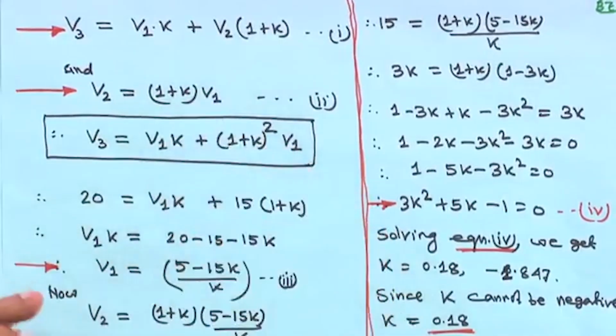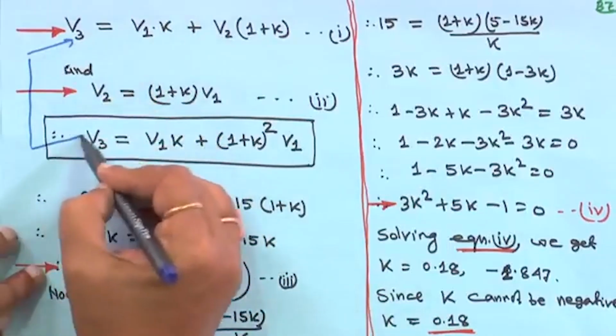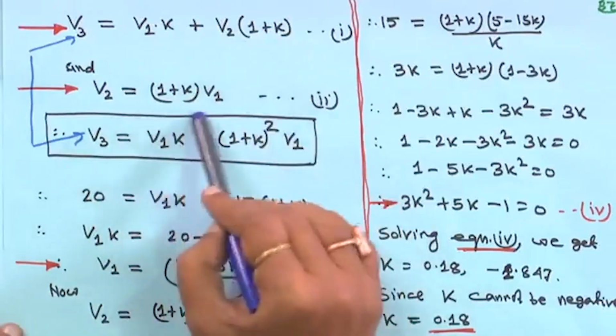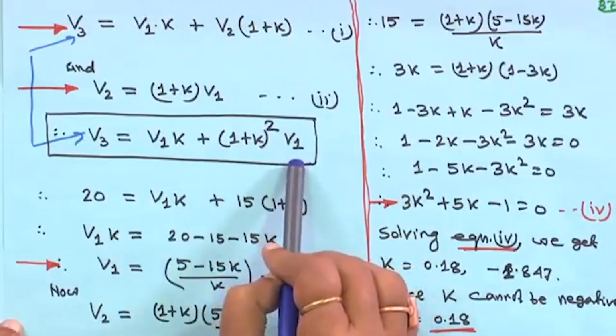If you do so, then V3 will be V1 k plus, substituting V2 is equal to 1 plus k V1, it will be 1 plus k whole square into V1.